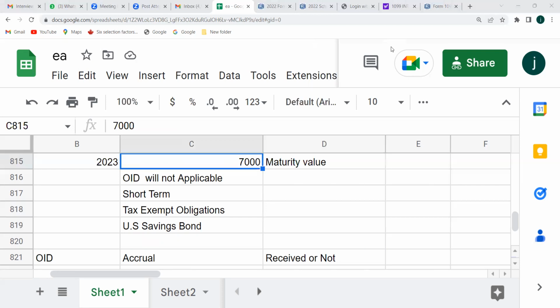Try to recollect these things. I will share the Excel link in the group. And for tomorrow's session, you have to read all these points.